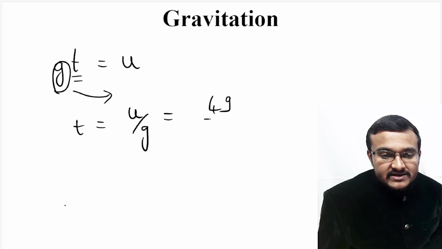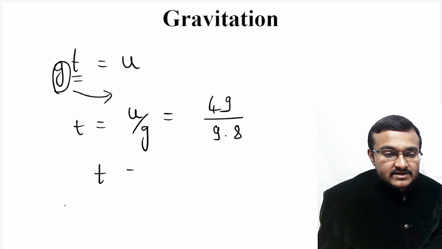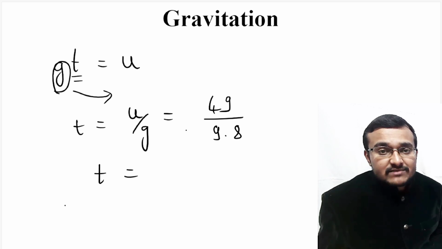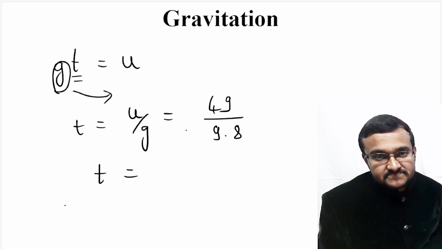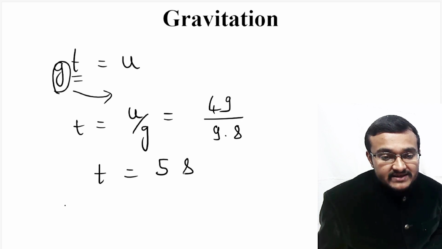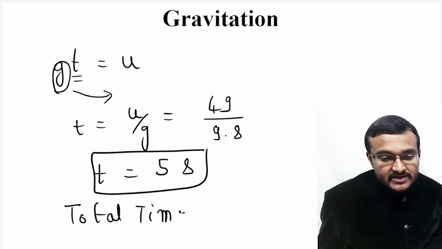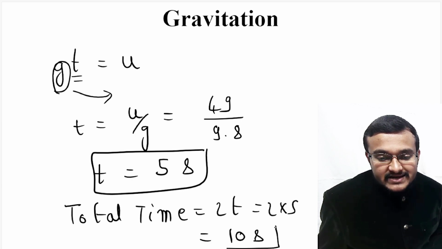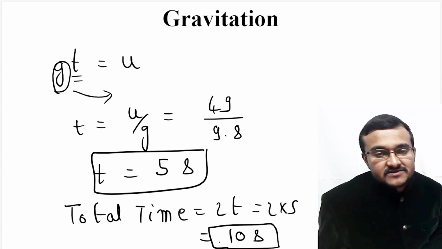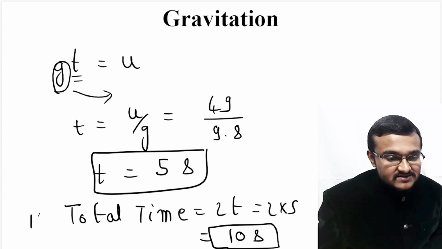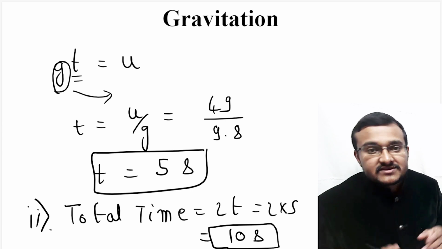So u is 49 divided by g. g is 9.8. Now you can calculate this. 49 divided by 9.8 is equal to 5 seconds. So now you have got the time. The total time is equal to 2t. So 2t means 2 into 5, that is 10 seconds. So the total time for this object to reach back to Earth's surface is 10 seconds. This is the answer for the second part of the 13th question.